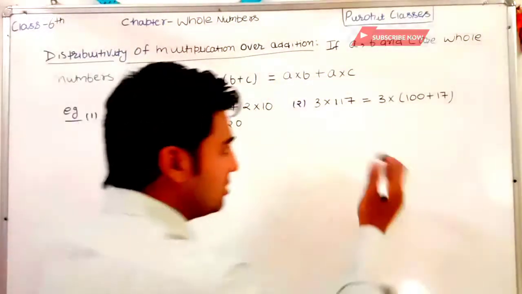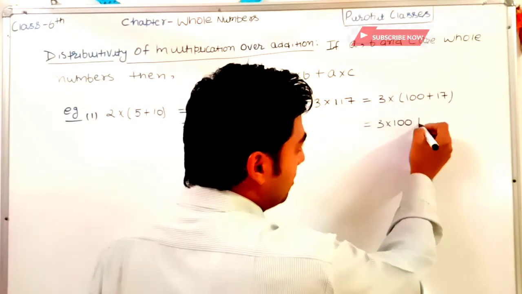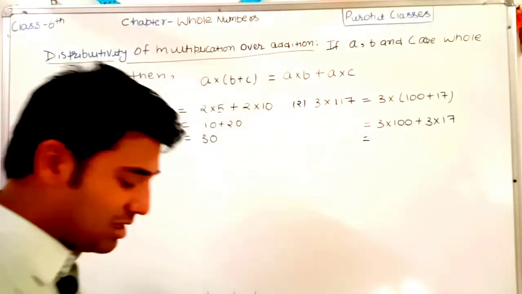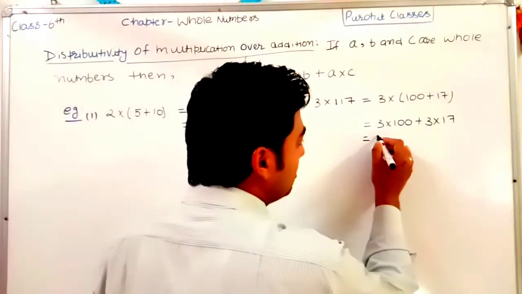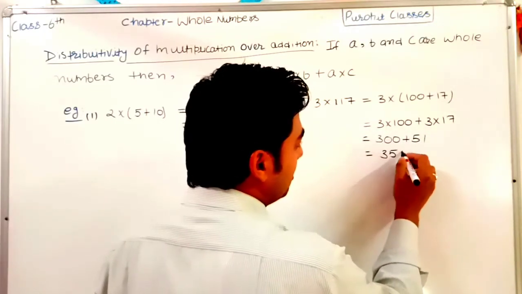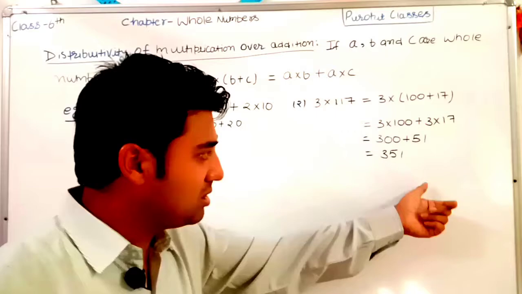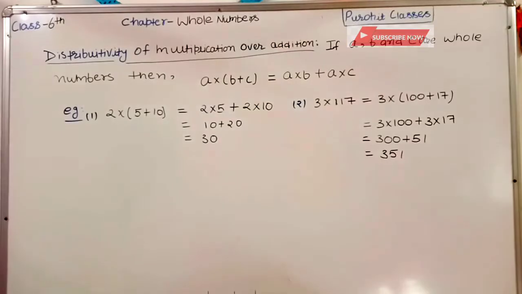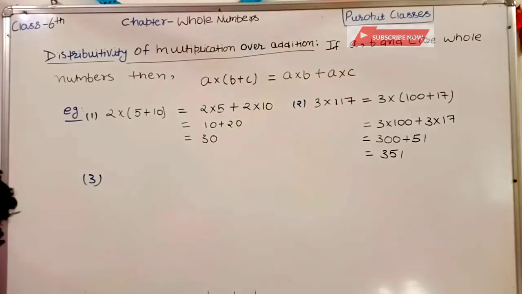Now we will be using distributivity of multiplication over addition. So this will be 3 times 100 plus 3 times 17. Now it is very easy to multiply any number with numbers which are followed by 0. So this will be 300 plus 51, and the answer is 351. Understood? Most of the time we will be using this kind of situation.